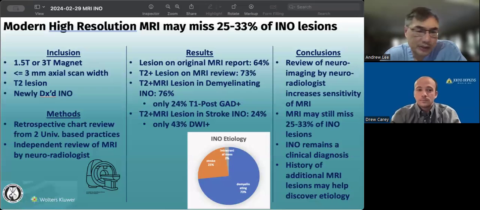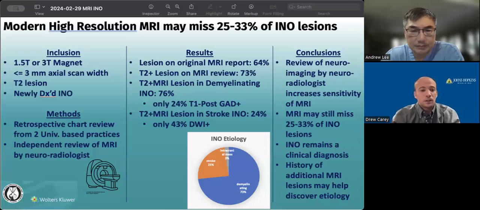And so, what were the results of this study with MRI, with INO? Yeah. So they looked at a single institution, and they looked at patients who had an INO, and they had to have MRI imaging on a 1.5 Tesla or 3 Tesla magnet. So these are modern, fairly high resolutions. They had to have good quality scans, less than or equal to 3 mm axial slices, and they were looking for T2 lesion and a newly diagnosed INO patient.